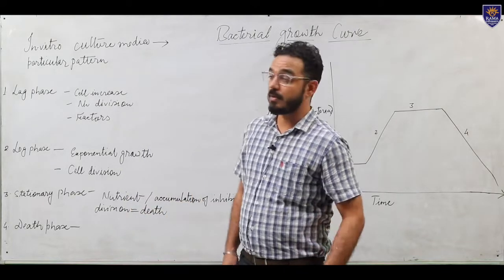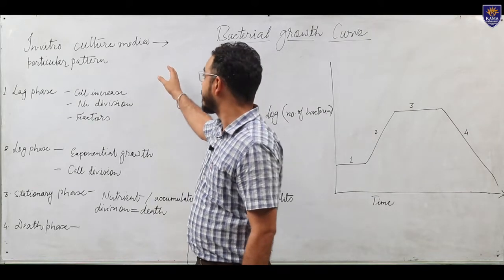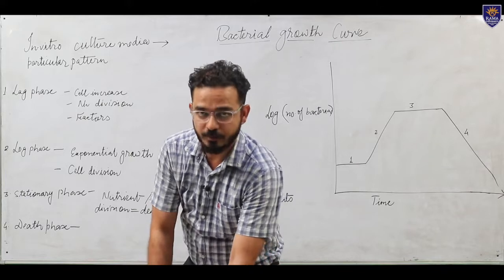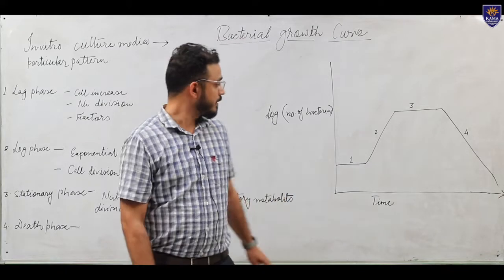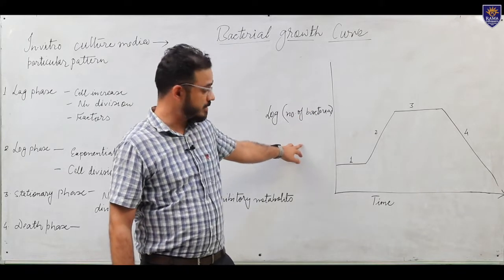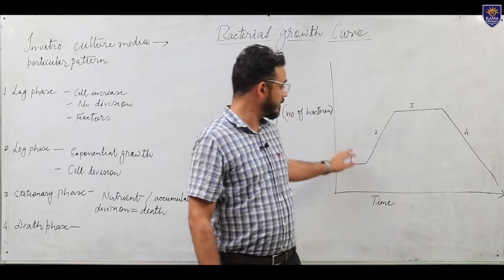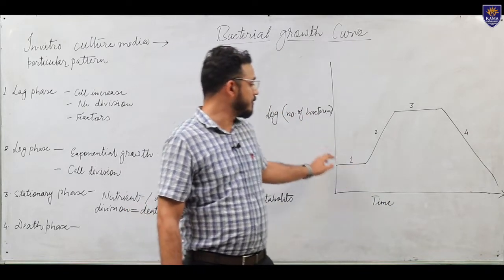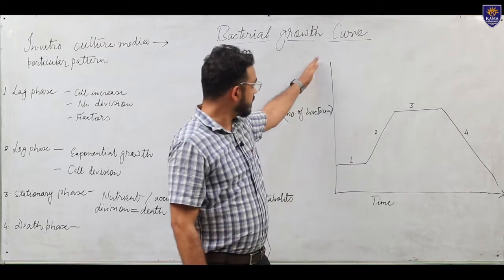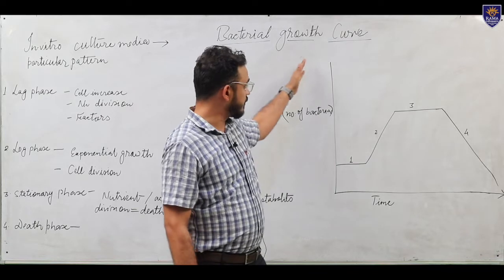When you inoculate a bacterium in a suitable culture medium in in vitro conditions, their growth and multiplication follow a particular pattern. If you count the logarithm number of bacterial cells against time and plot this on a piece of paper, you will find a particular growth curve. Here I have drawn a particular growth curve, which is called the bacterial growth curve.